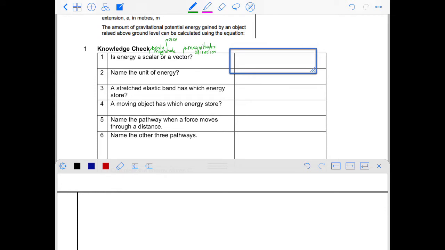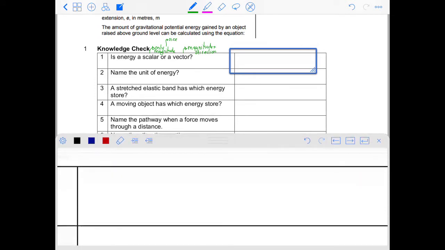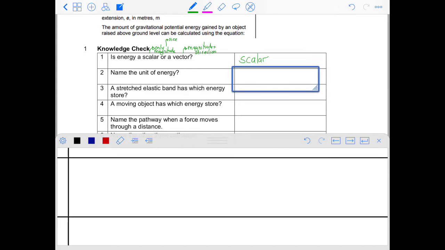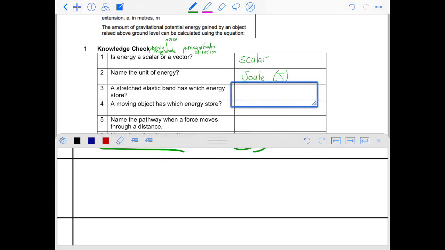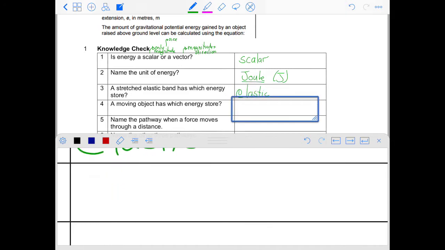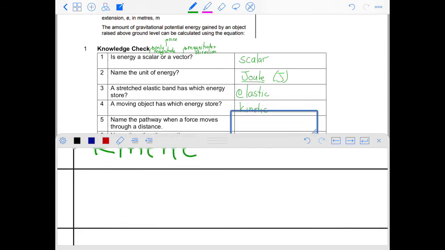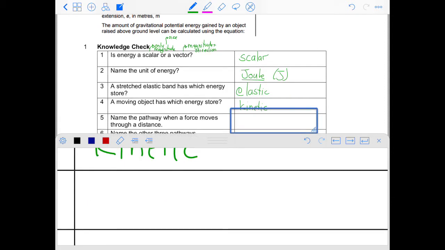Because energy doesn't have a direction associated with it, it's only a size, we know that energy is a scalar quantity. The unit for energy is the joule, which is represented by a capital J, but please make sure that you do have the word joule written down. A stretched elastic band has the elastic energy store. A moving object has energy in the kinetic energy store. A pathway which moves force through a distance is the mechanical pathway.